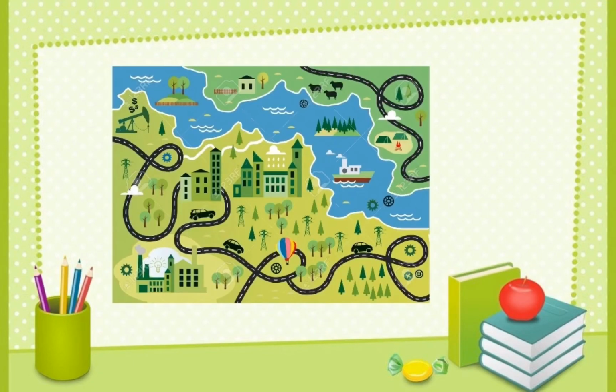Do you remember the riddle at the beginning? It said, I have cities but no houses. I have mountains but no trees. I have water but no fish. What am I? A map. I hope you guessed the answer.